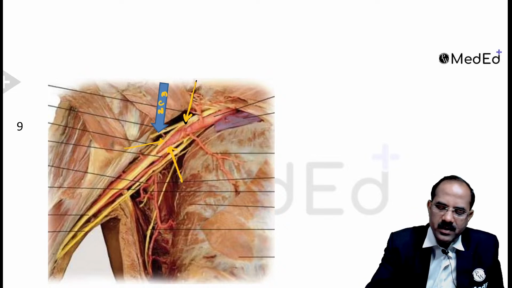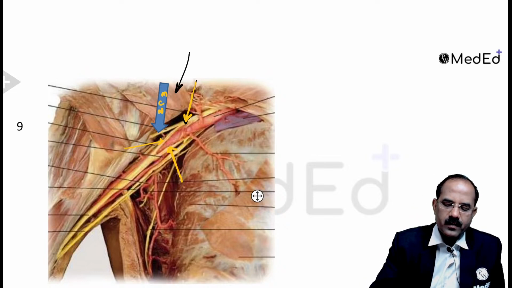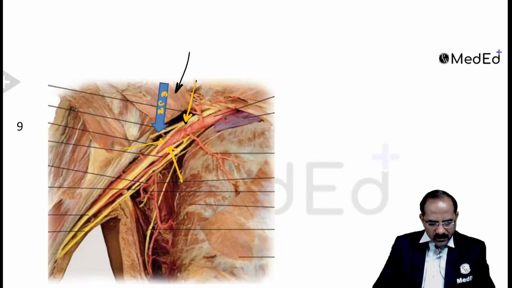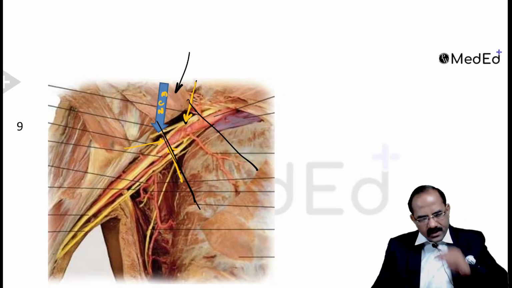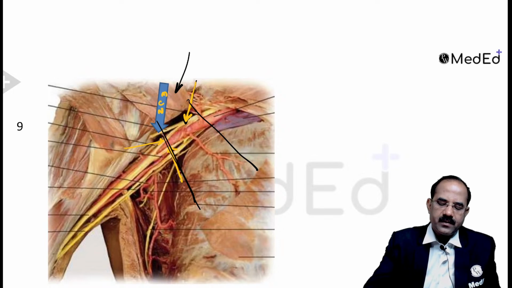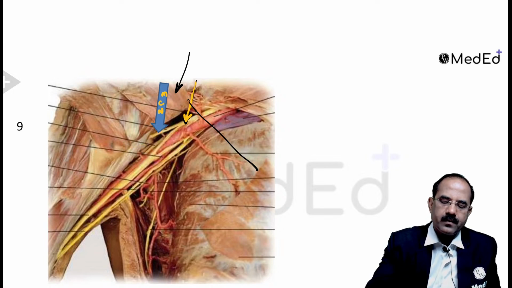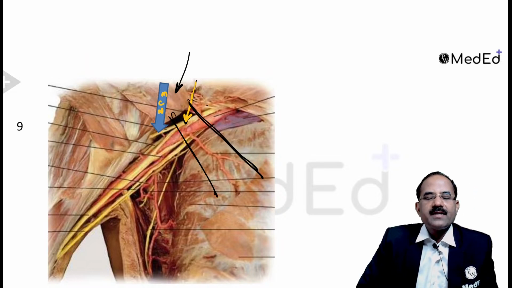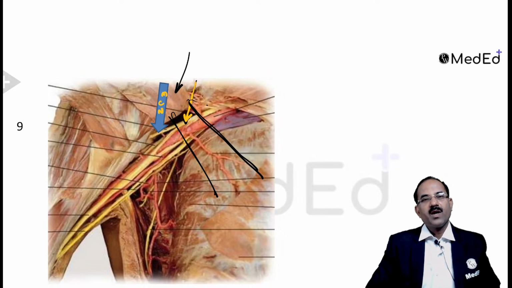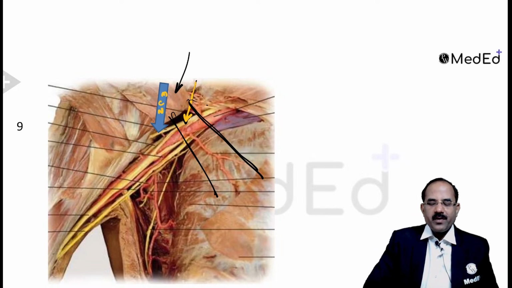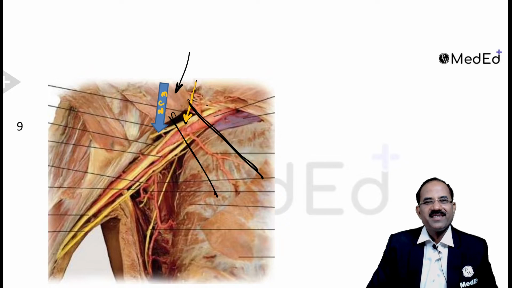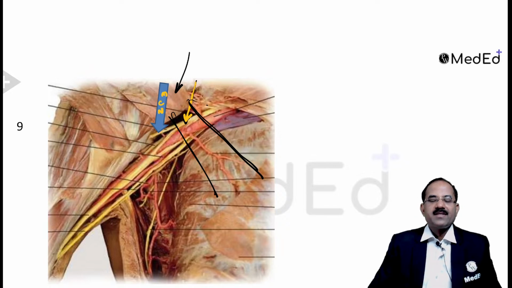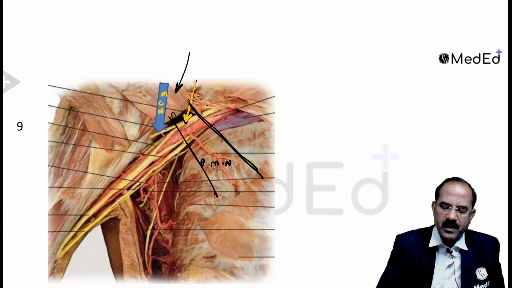Any guesses, students? What is this muscle? What could this muscle be? This muscle was here, like this. We have cut this muscle and reflected it. Now tell me, what is this muscle? Come on, students. A very important visual slide for you. Yes, that's the pectoralis minor.